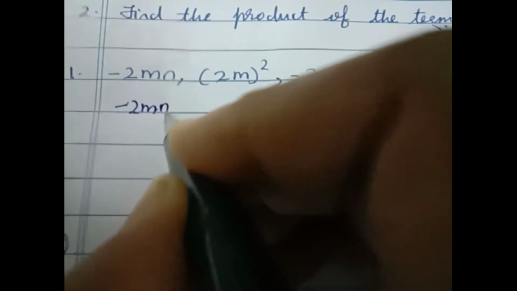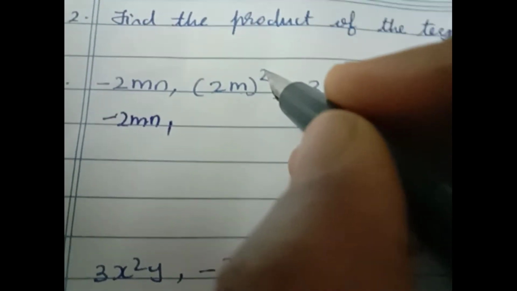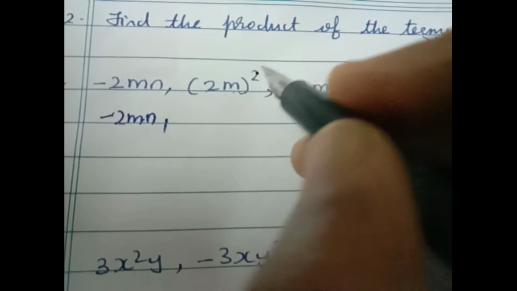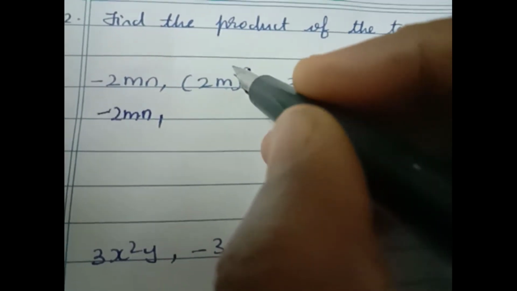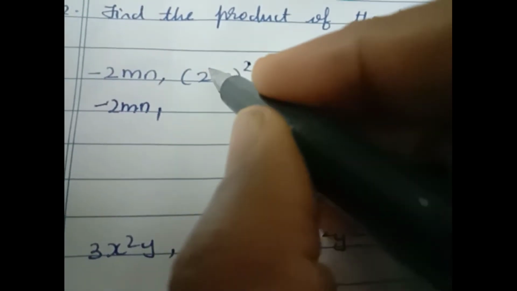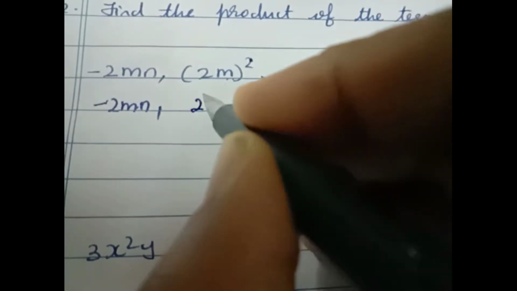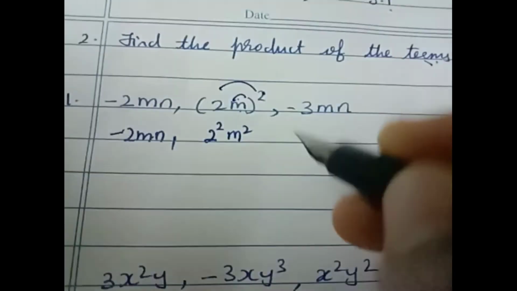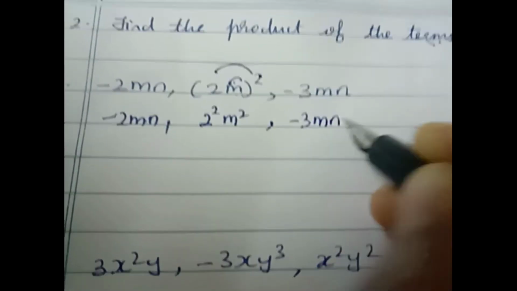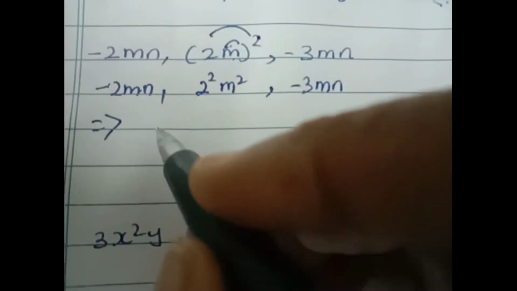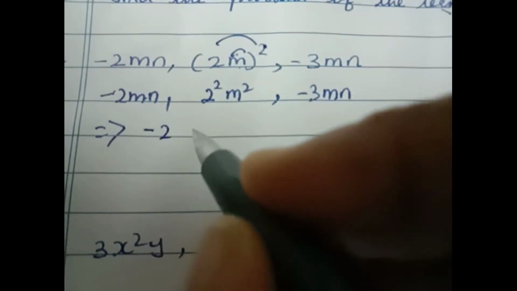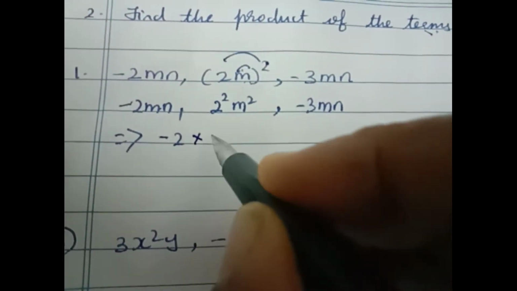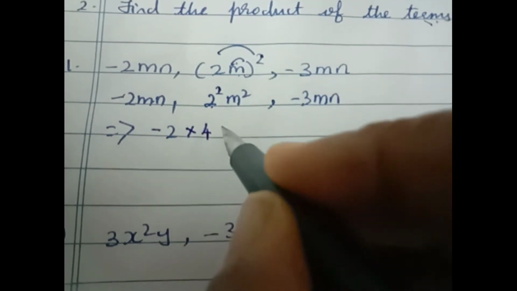Minus 2mn. If you see here, 2m, the whole power 2 is given. So according to the law of exponents, you have to multiply the power with the base. 2 power 2, m power 2, minus 3mn. Bring the constants together: 2 power 2, which is 4, into minus 3.